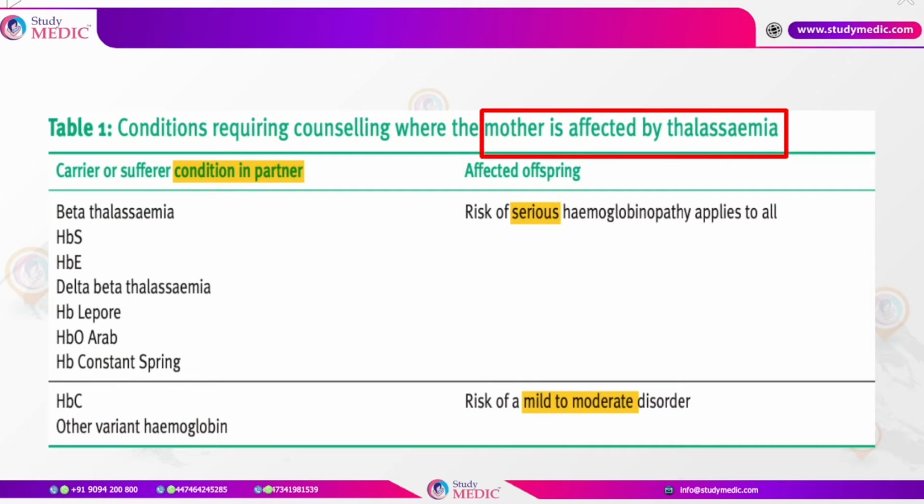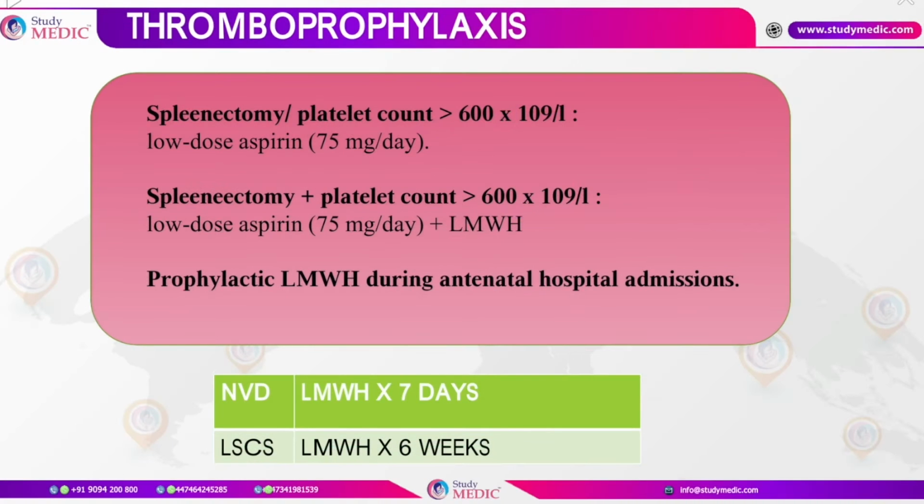There are certain conditions which require counseling where the mother is affected with thalassemia. What are these conditions? If the partner is affected or a carrier of beta thalassemia or a hemoglobinopathy, which includes S, E, delta beta thalassemia, Lepore, HbO Arab, Constant Spring, then the risk of serious hemoglobinopathy applies to all, and that's the reason counseling will be required. Talking about hemoglobinopathy which includes C, the risk of a mild to moderate disorder will be there in the child.